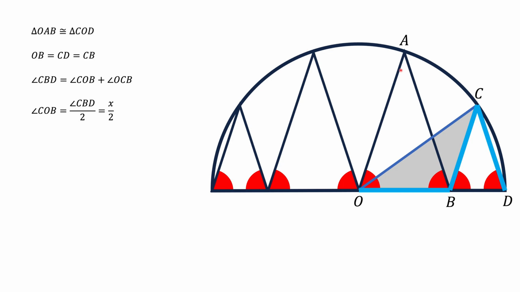But now let's go back and notice that this angle right here, x over 2, is congruent to this angle, x over 2. We just discussed that this triangle OAB is congruent to triangle COD, so all angles should be congruent. So this angle is congruent to this angle. And now notice that this angle, which is x over 2, plus this angle, which is x, plus this angle, which is x, together should give us 180 degrees because they are the angles of triangle OAB.